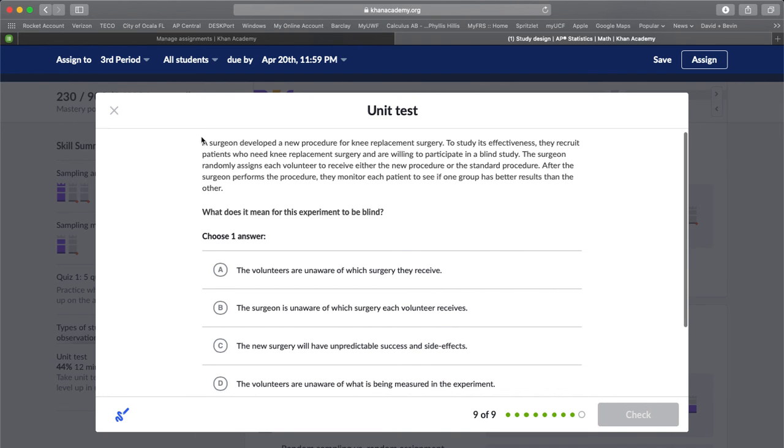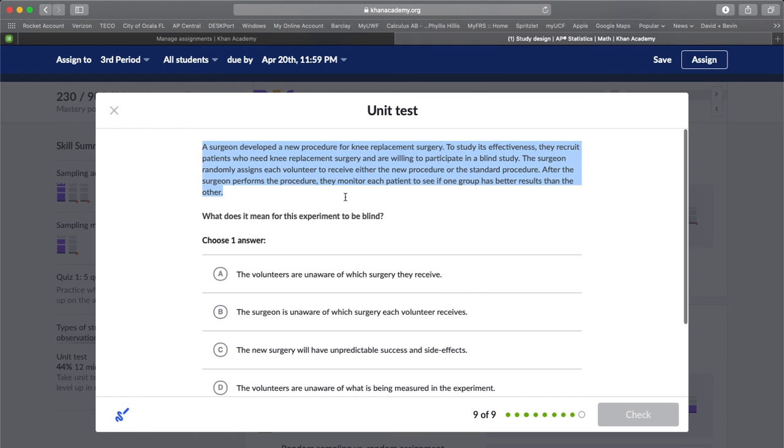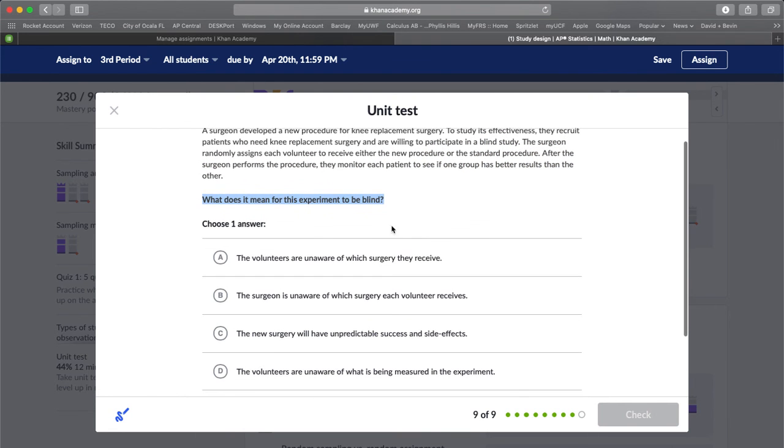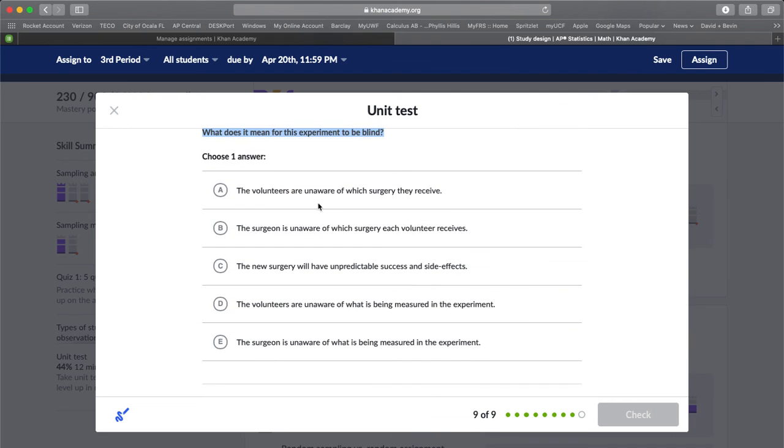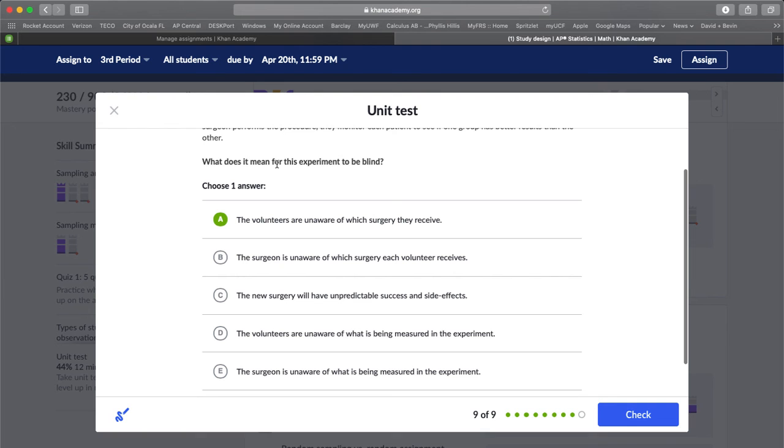Actually, we didn't have to read any of this for this question, but oh well. In a blind experiment, it means that the volunteers, or the people who have the treatment applied, don't know what they're receiving. A double blind means the volunteers and the person giving the treatment are unaware.